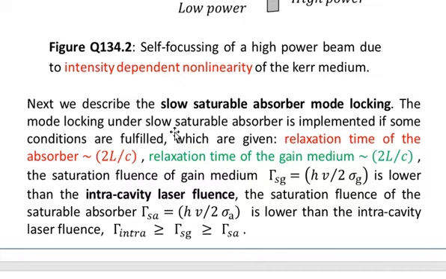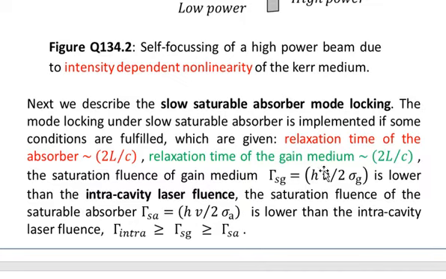The mode locking under a slow saturable absorber is implemented if some conditions are fulfilled. We are going to first give you the conditions. What are the conditions? The relaxation time of the absorber should be of the order of 2L over C, and you know that 2L over C is nothing but the cavity round trip time. So the slow saturable absorber should have a relaxation time of the order of 2L over C.